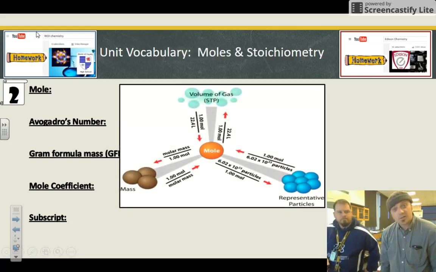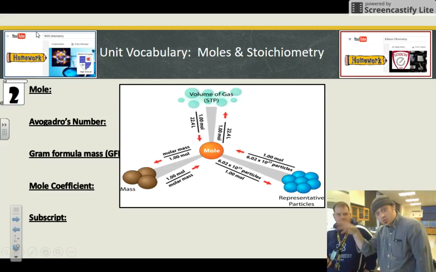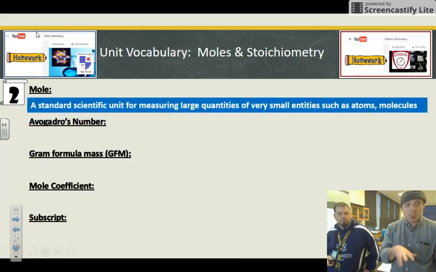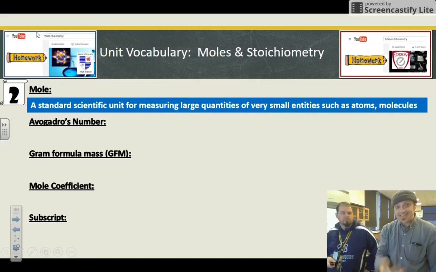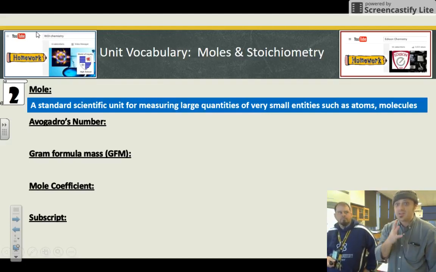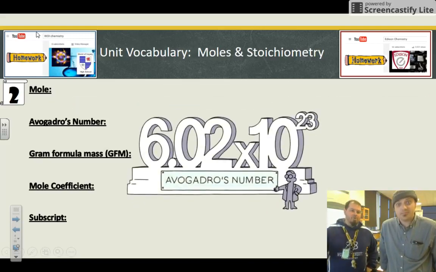First things first is the mole. There is a great graphic for how we chemists relate mass, volume, and particles of a mole. But it is used typically as a standard scientific unit for measuring large quantities or very small quantities of compounds or elements and atoms and molecules. We use this to count. I really can't resist the urge. Ready? I say a dozen, you say 12. And I say a mole, you say 6.02 times 10 to the 23rd particles. Boom, and there's the number.